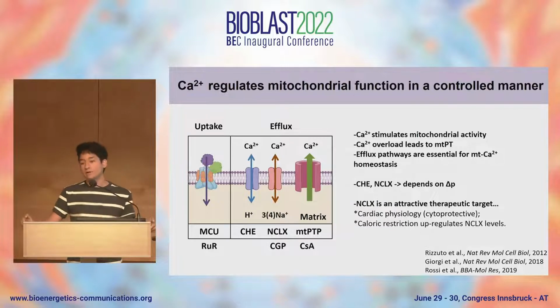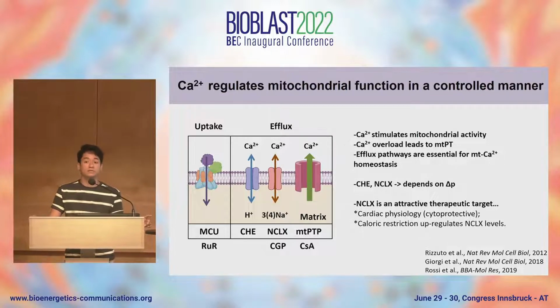But calcium overload may also lead to mitochondrial permeability transition. This phenomenon is characterized by the formation of non-selective and high conductance pathways for the release of solutes that leads to the dissipation of the electrochemical gradient, and together they are known as the mitochondrial permeability transition pore. Then it's imperative to have pathways that allow for the extraction of calcium.